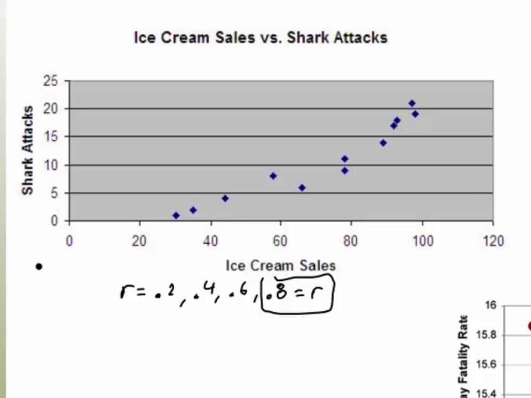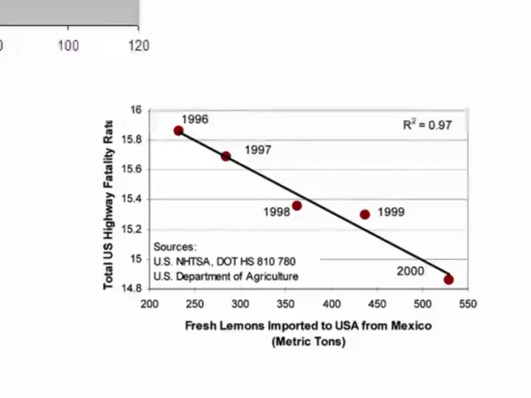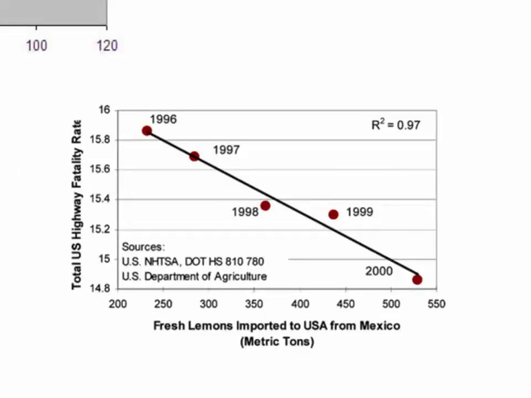But correlated, absolutely. Shark attacks and ice cream sales have a high degree of correlation. Okay? All right, another good example. They found that from 1996 to 2000, lemons imported from USA to Mexico increased, highway fatalities went down. And look at this, R squared is 0.97.